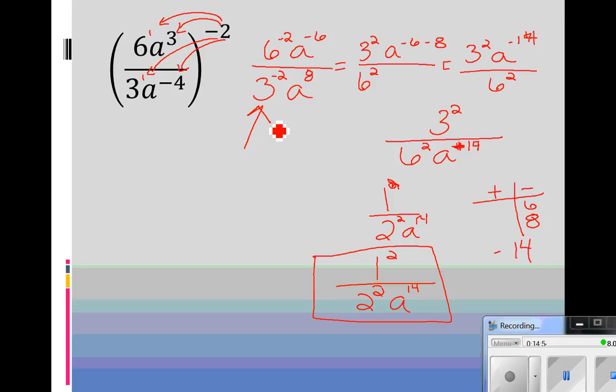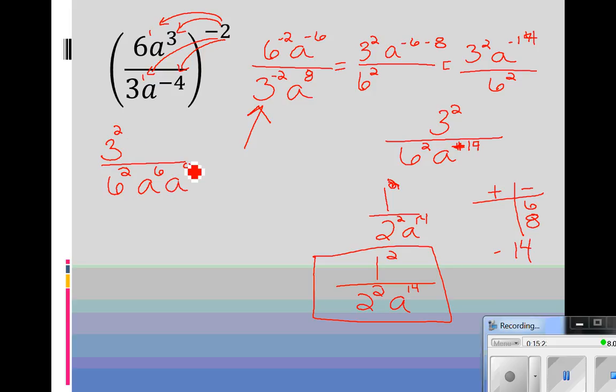I'm going to use my negative rule and move everybody and then solve it. So I would have 6 to the negative second has to go downstairs, 6 to the positive second. A to the negative 6 has to go downstairs, a to the 6th. I'm going to go to the denominator. 3 to the negative second has to go upstairs to become positive 2. And a to the 8th stays downstairs.